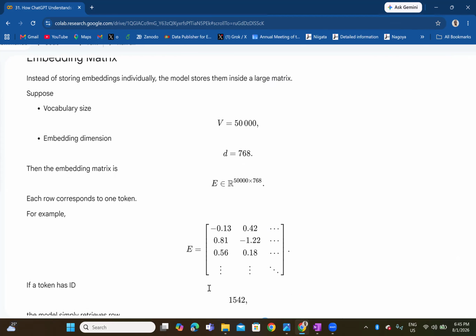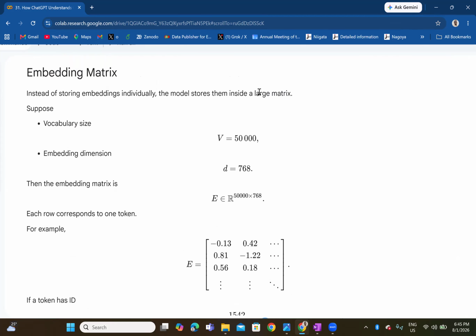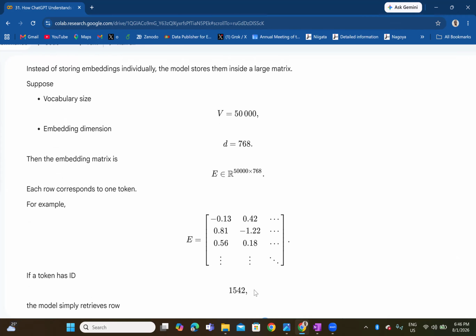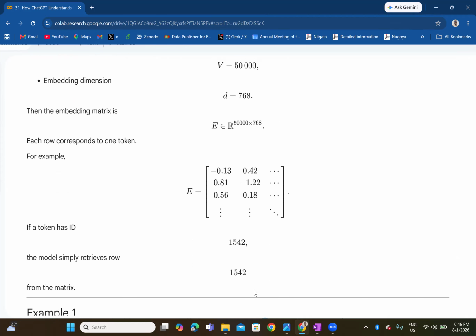So, the embedding matrix now. Instead of storing embeddings individually, the model stores them inside a large matrix. Suppose vocabulary size V is 50,000 and embedding dimension is 768. Then the embedding matrix is going to be E, which belongs to R^(50,000 x 768). So each row corresponds to one token. We have 50,000 rows and 768 columns. If a token has ID 1542, the model simply retrieves row 1542 from the matrix.